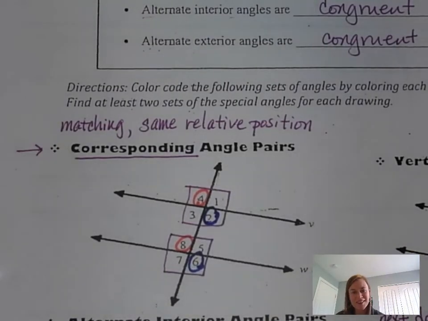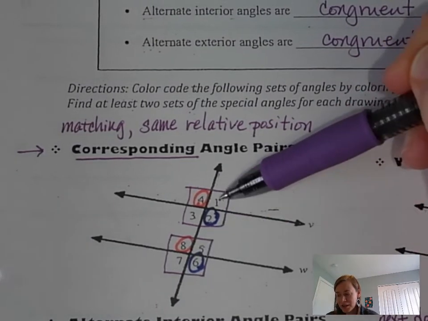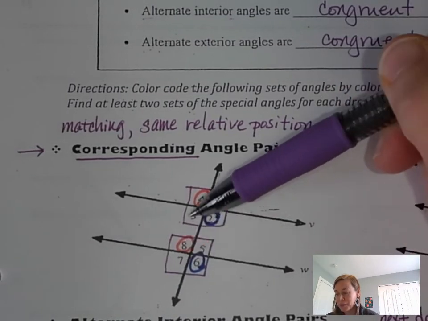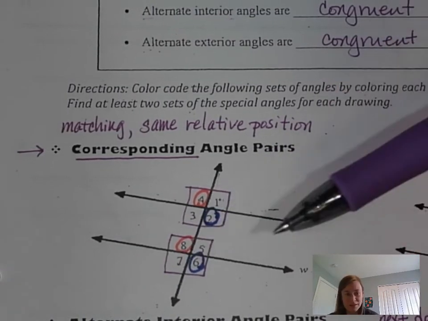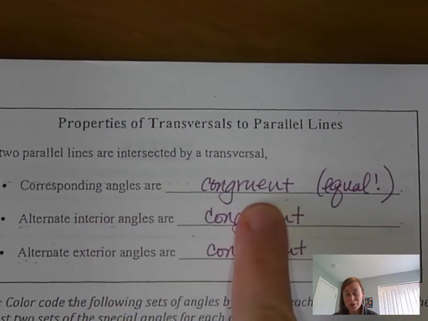Can you find them? Yeah. Okay, so the top right would correspond with the top right, so you'd have 1 and 5. And the bottom left corresponds with the bottom left, so you'd have 3 and 7. Okay, so again, what does that mean? Well, corresponding angles are congruent.